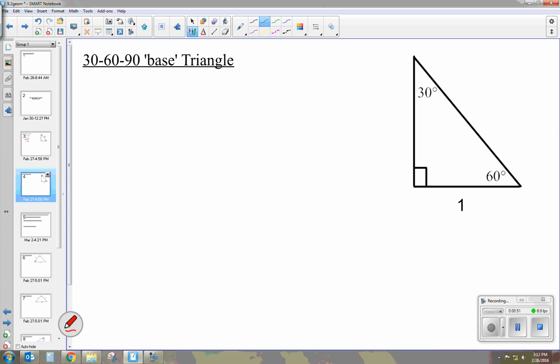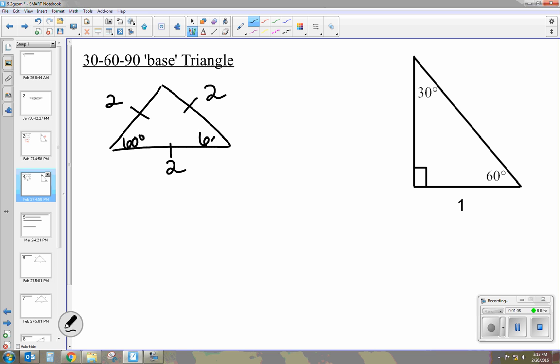The next one we have is a 30, 60, 90. And to get these numbers for a 30, 60, 90, we have to start with an equilateral triangle with the sides of 2. And of course our angles are 60. And if I were to split this in half, this top angle would be 30, and this side would be 1. And so that's where we get this 1 from right here, our 60 here, and our 30 here. And of course, our hypotenuse is 2.